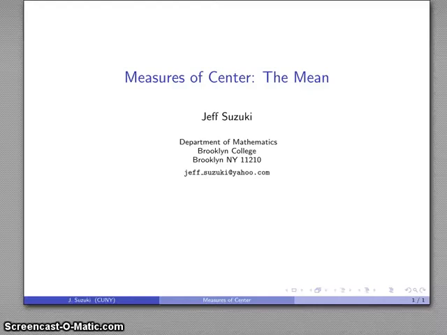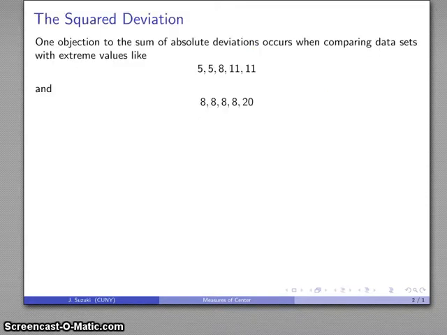Okay, so let's take a look at another measure of center, and this is the mean, which is what most people think about when they talk about a representative, an average data value. But the mean is just one way of representing a set of data, and again, we looked at the representativeness of a value for a set in terms of the deviation of the data values from that value. And so we might take a look at a different representative, which is the squared deviation.